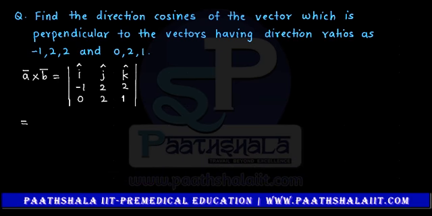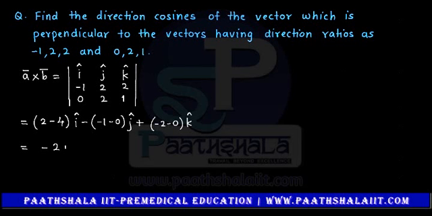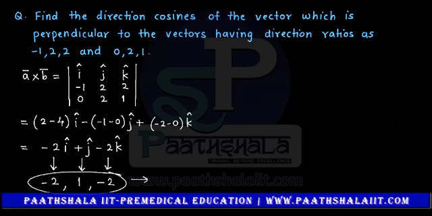So this turns out to be, in case of i, we have the coefficient as 2 minus 4 times i cap, minus -1 minus 0 times j cap, plus -2 minus 0 k cap. Which is nothing but -2 i cap plus j cap minus 2 k cap. So since this is the vector in the required direction, its i, j, k coefficients, which are -2, 1 and -2, are nothing but the direction ratios of that particular direction.